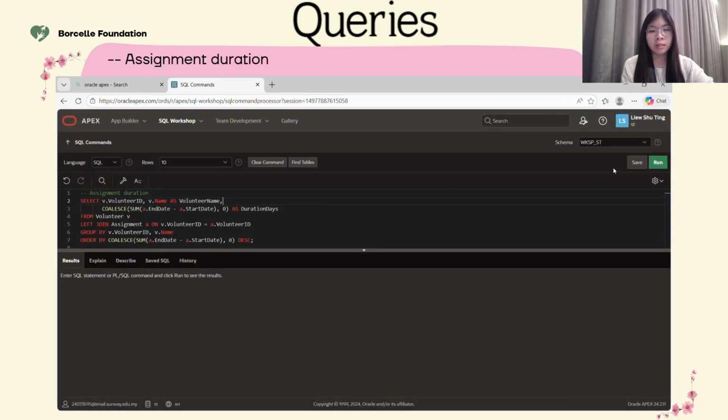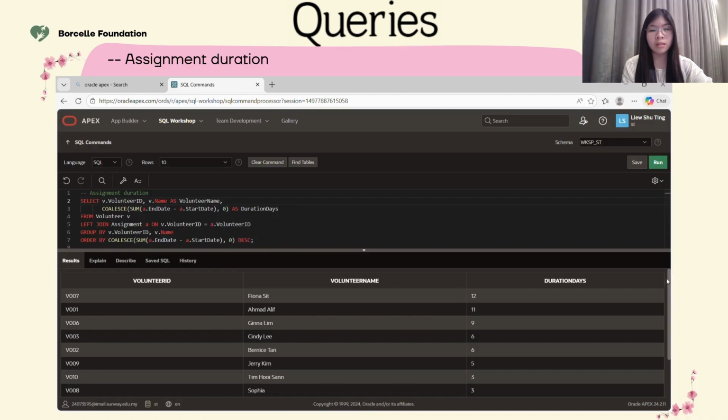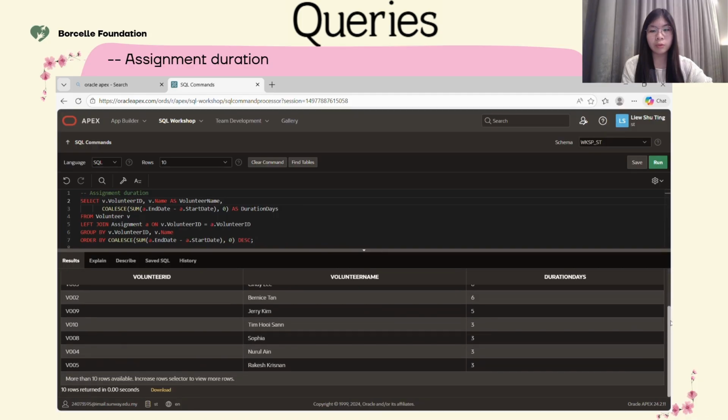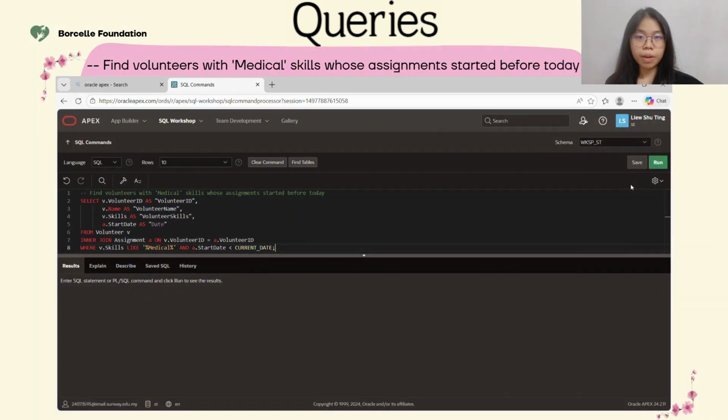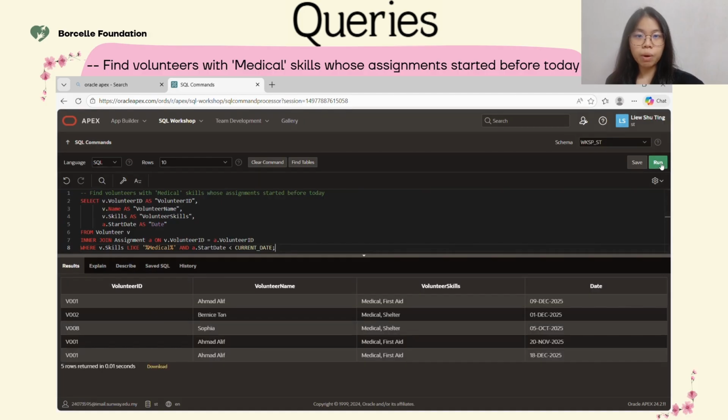The next query calculates the total assignment duration for each volunteer. We use a left join to include volunteers with no assignments and coalesce to replace null values with 0. This allows administrators to recognize highly committed volunteers and plan future deployments. I will now demonstrate additional SQL queries focused on operational decision making. This query identifies volunteers with medical skills whose assignments started before today. This is useful during medical emergencies when qualified volunteers are urgently required.